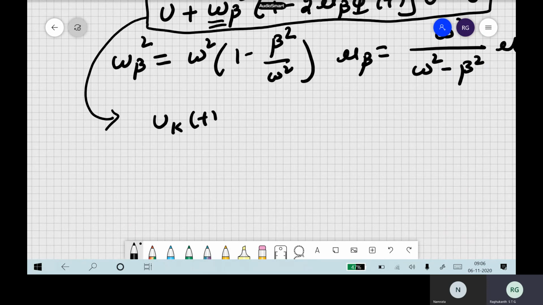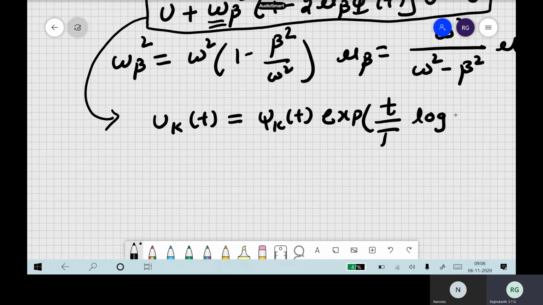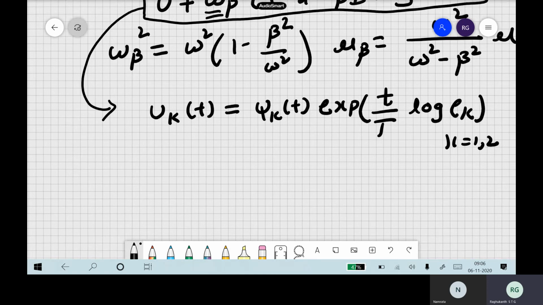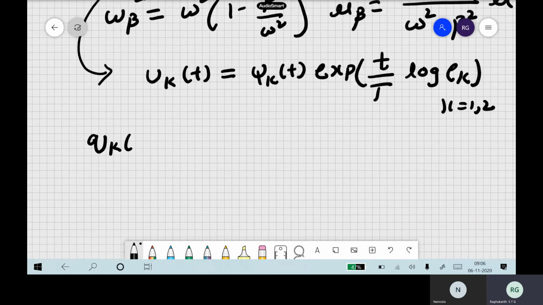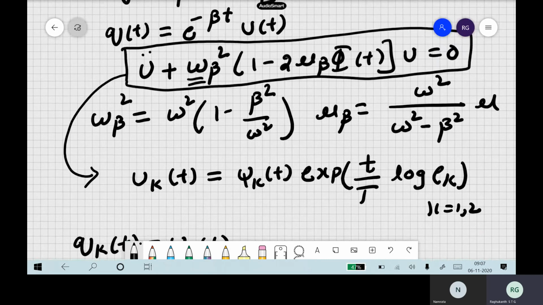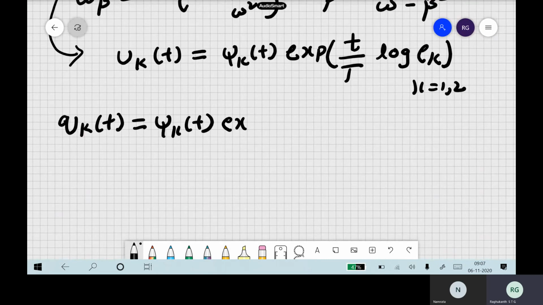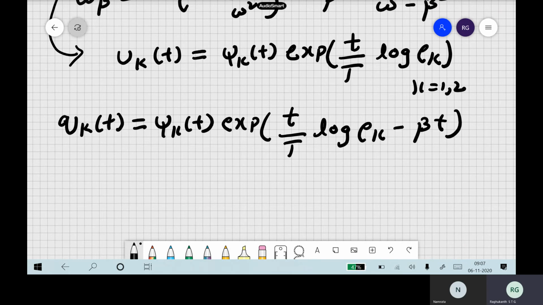So ψk of t, say, this will be e to the power of the exponent t by capital T log of ρk, where the ρk are the roots which come from our equations 1, 2 itself. So qk of t will be ψk of t; you have to multiply this with e to the power of minus βt, which we wrote previously. So the solution becomes exponential of t by capital T log of ρk minus βt. Okay, so this enters our solution.